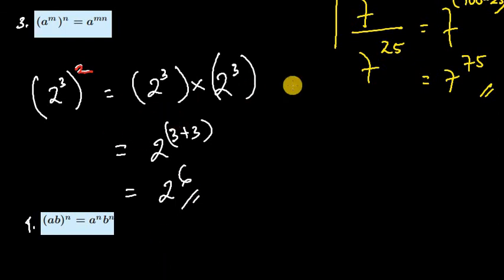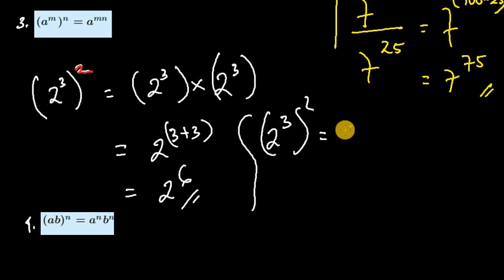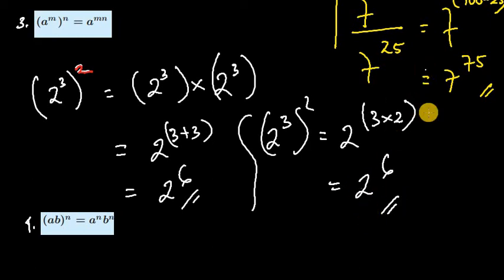Or we can just use this rule, which is the one that we showed. 2 to the power of 3 to the power of 2 equals 2 to the power of 3 times 2, because 3 times 2 is 6. 2 to the power of 6, the same.